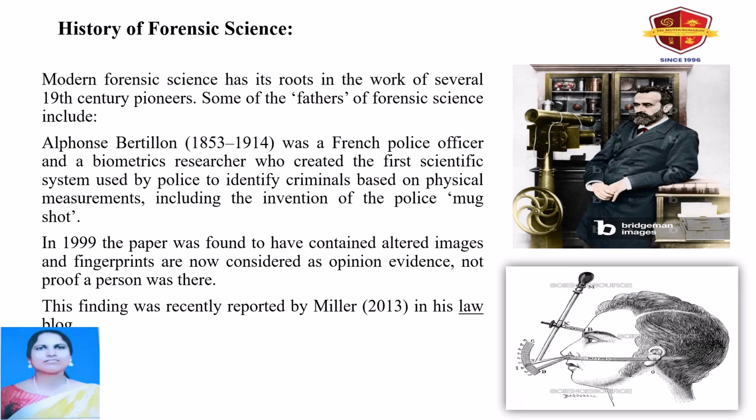Before we see modern forensics, we have to know some history of forensic science. Modern forensics has its roots in the work of several 19th century pioneers. The father of forensic science is Alphonse Bertillon, 1853 to 1914, a French police officer and biometric researcher. He was the first to show we can identify a criminal based on physical measurements.